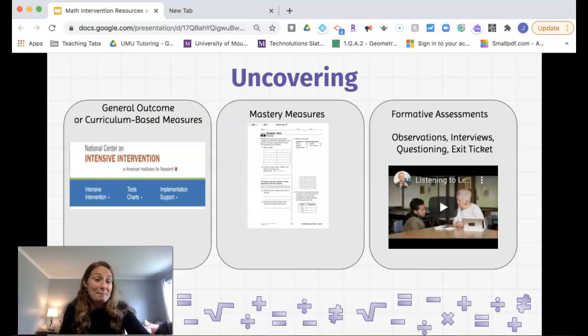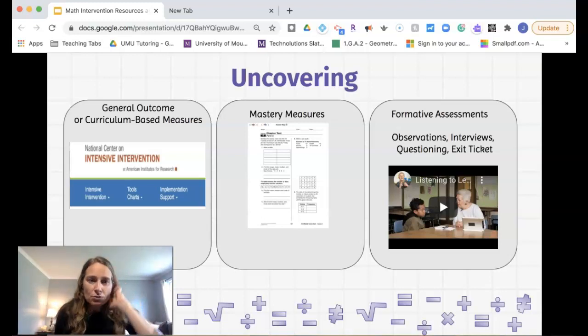When I'm looking at math specifically and I'm uncovering skills for students, I really look at three sources of information. There are three types of assessment, essentially, that we probably do as math teachers. The first are general outcome or curriculum-based measures. Those are assessments that go over a gamut of skills and you give them regularly throughout the year. And you're looking for student growth, and you're identifying gaps from that data.